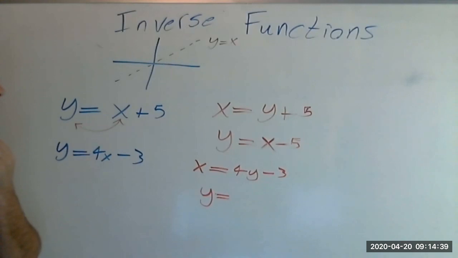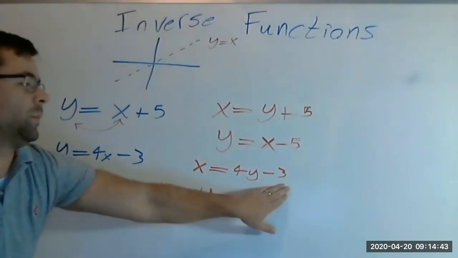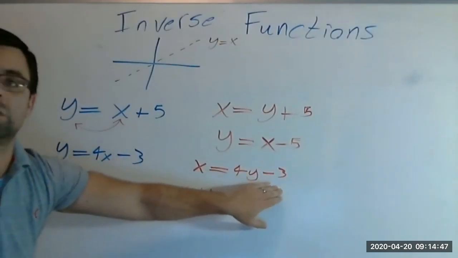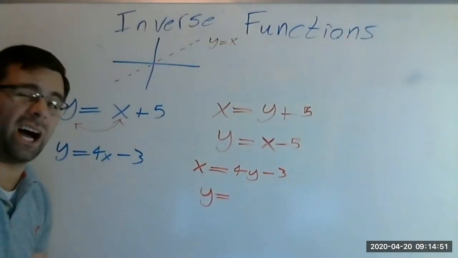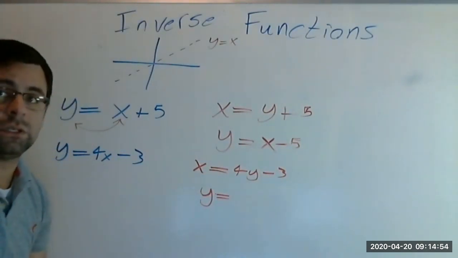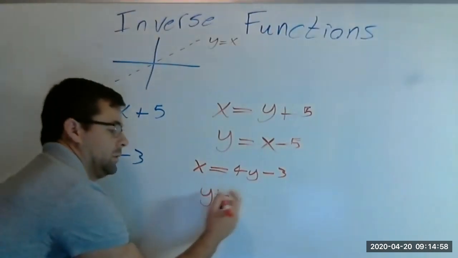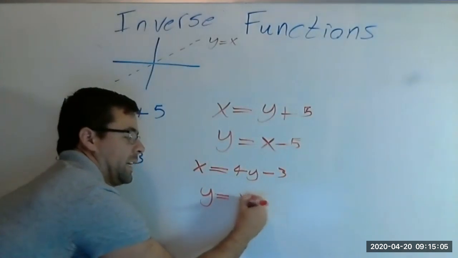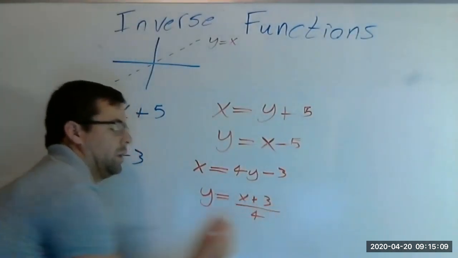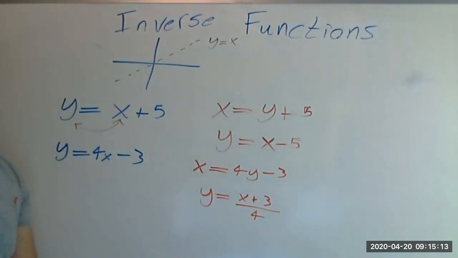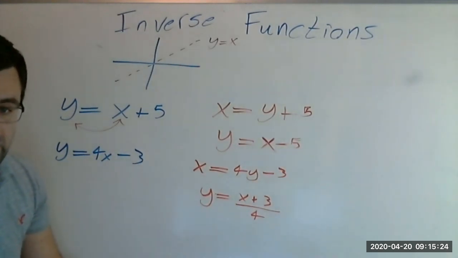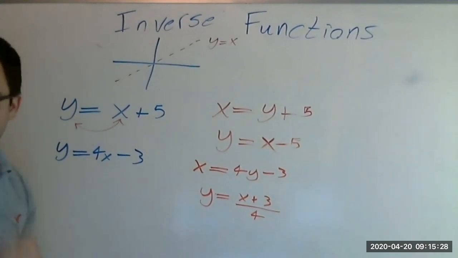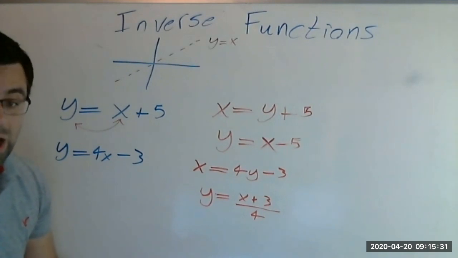Not quite. Let me look at it. So we're trying to get y by itself. And when you're moving stuff to the other side, generally you follow the opposite order of operations. X plus 3 over 4? Yes. So we add 3, and then we divide everything by 4. So x plus 3 over 4. This is the idea behind the inverse of a function. Take a function, switch the y and the x, and then you have to resolve for y.